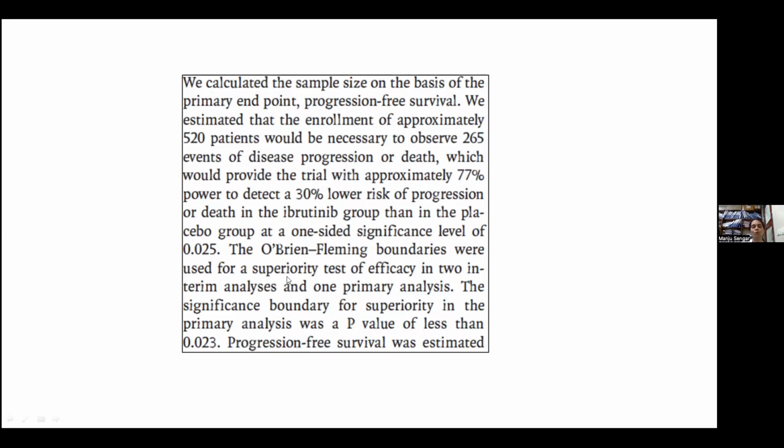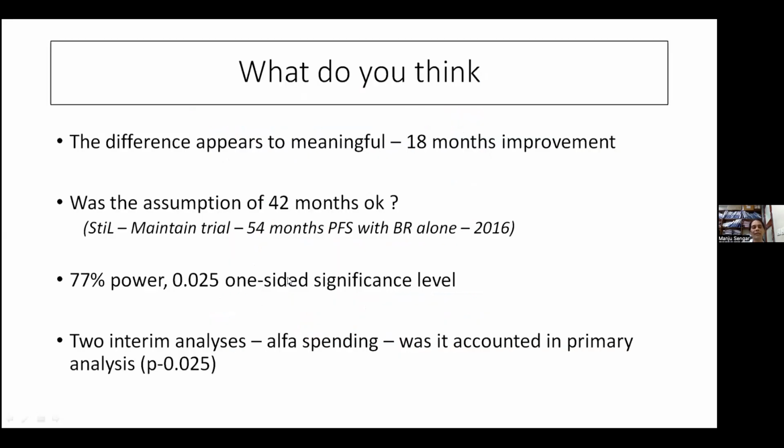They did, as I said, 2 interim analyses and 1 primary analysis, and they accounted for these interim analyses. So overall, what do you think, 18 months? If you look at that 30% reduction in progression or death, that corresponds to their baseline assumption that 42 months will be the median PFS for patients who receive bendamustine rituximab and rituximab maintenance. And they want to improve 18 months over and above this by adding ibrutinib, not only with this backbone therapy, but even continuing till later.